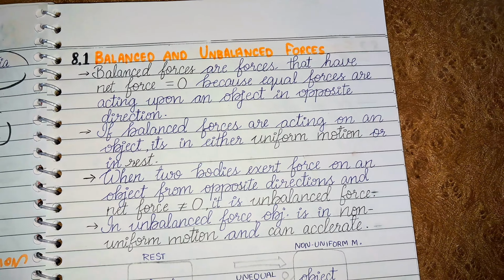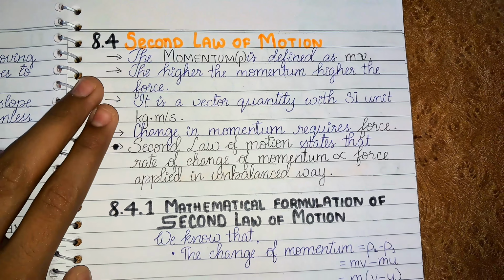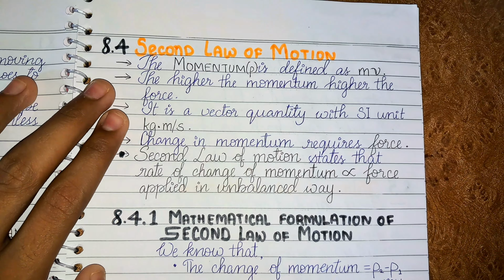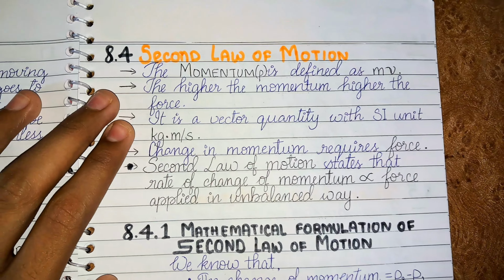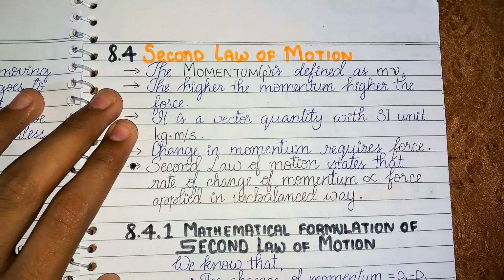Then 8.4, second law of motion, which tells us about momentum, which is defined as p equal to m, mass, and v, velocity. The higher the momentum, the higher the force. It is a vector quantity with SI unit kg multiply meter per second. Change in momentum requires force. So the second law of motion states that the rate of change of momentum is proportional to the force applied in an unbalanced way. Here is the mathematical formulation which we have talked about earlier also.